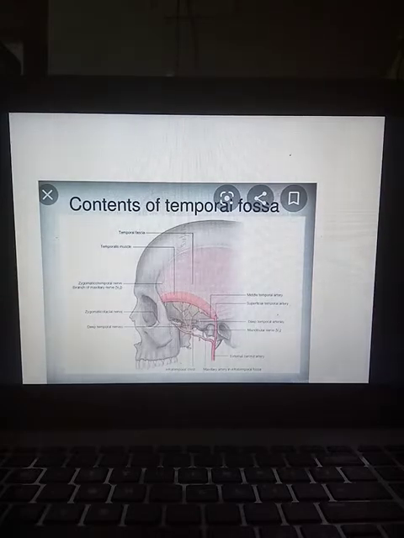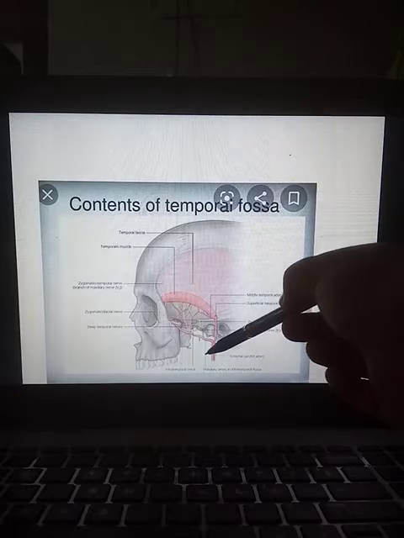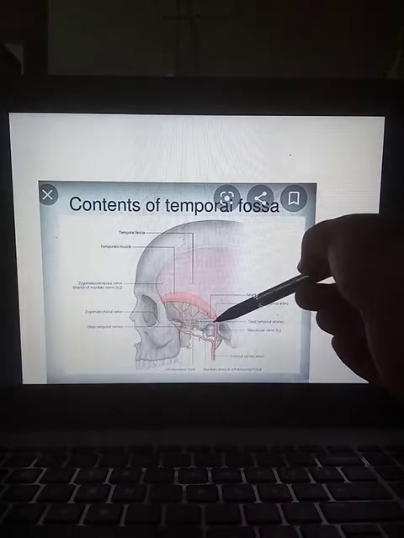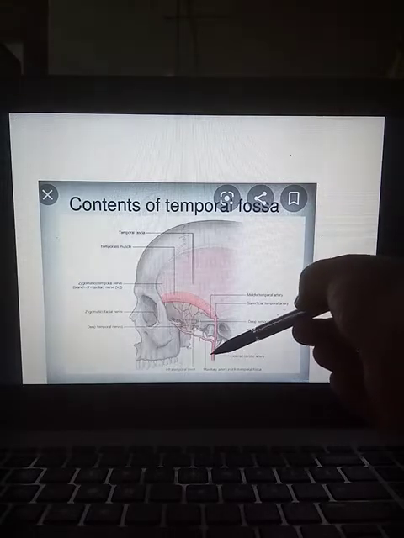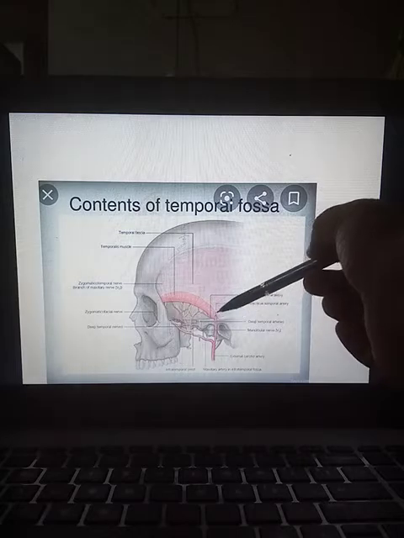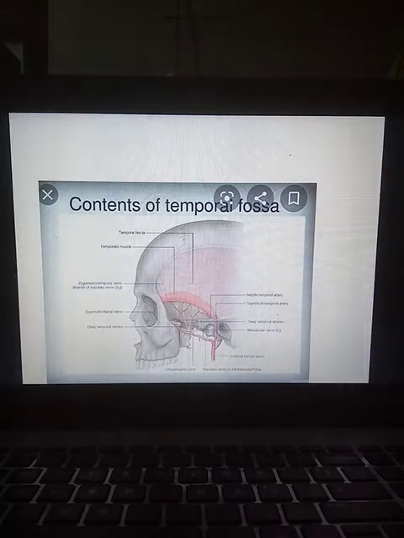This muscle is called the temporalis muscle. Then you have the middle temporal artery. Here an artery arises, the middle temporal artery, which is the branch of the superficial temporal artery.